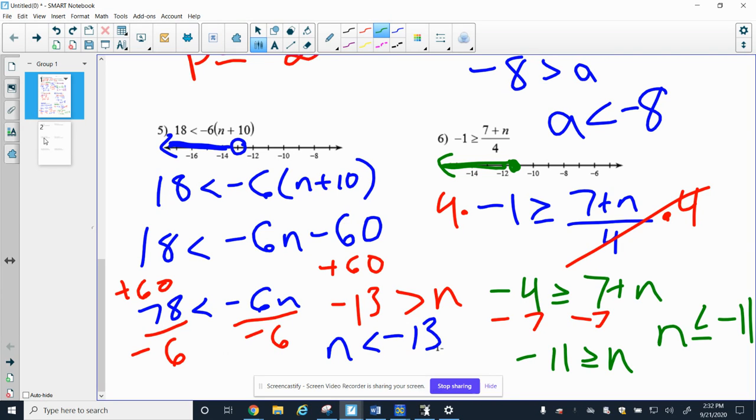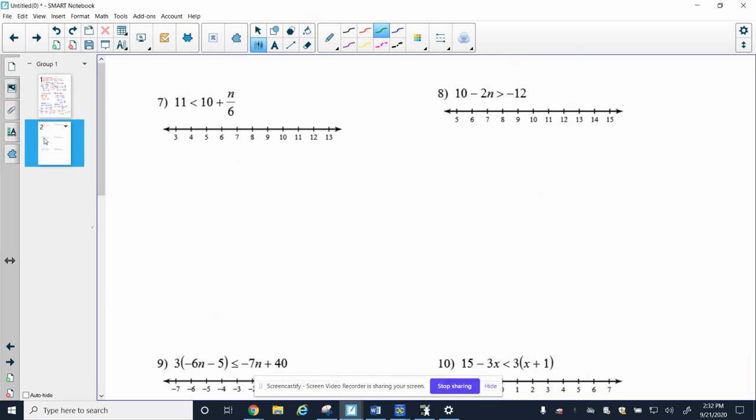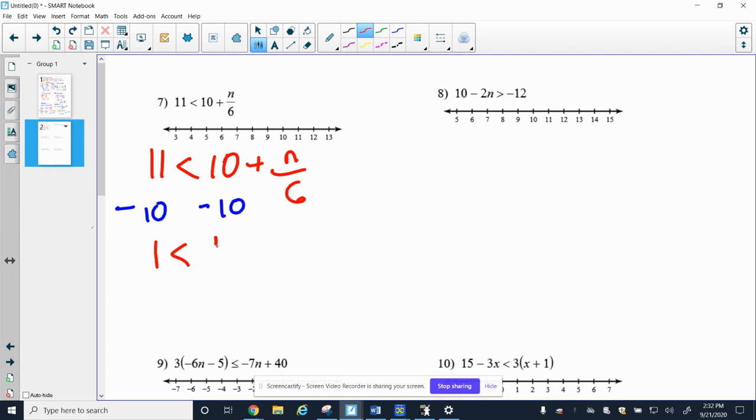We're building. Let's go to the back side of the second page. Okay, so we look at 7. So we have 11 is less than 10 plus n divided by 6. Trying to get n by itself. Well, let's get rid of this 10 plus in the front here. Subtract 10 on both sides. 11 minus 10, 1. It's less than n over 6.